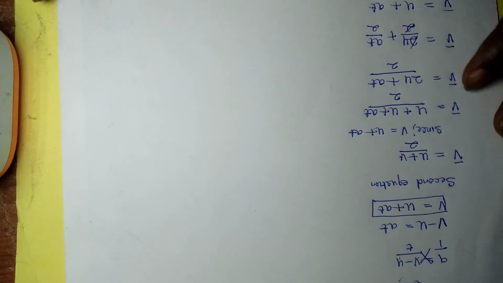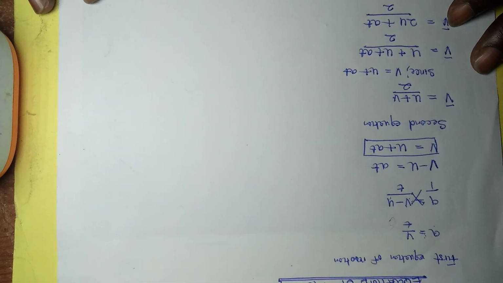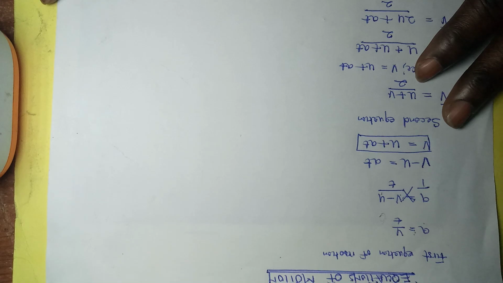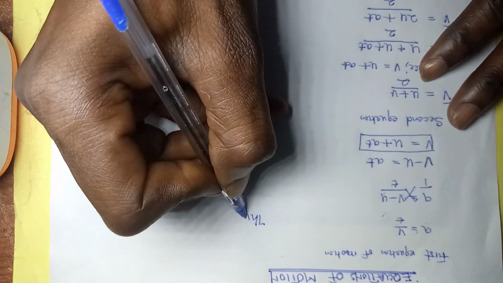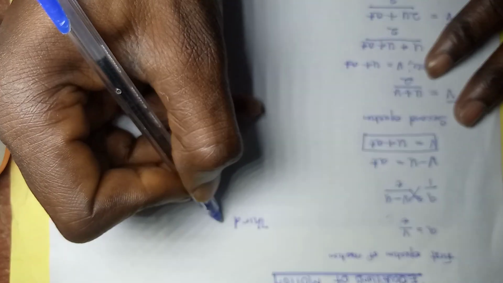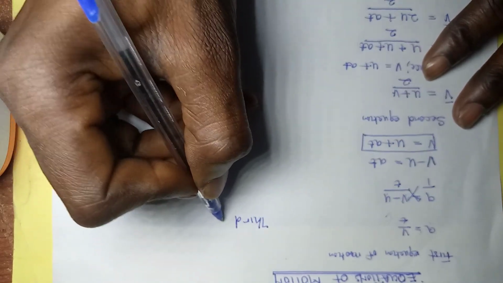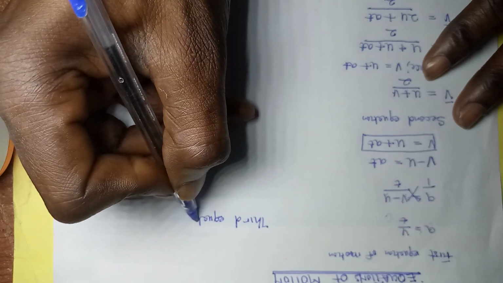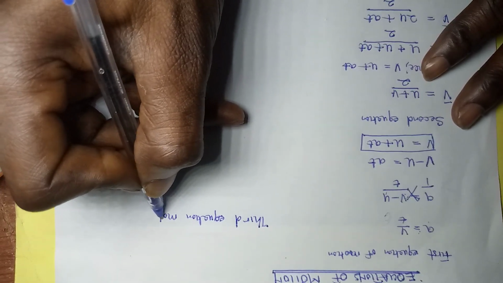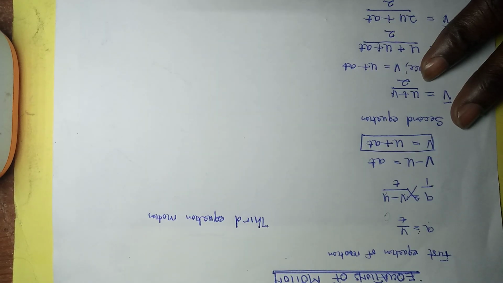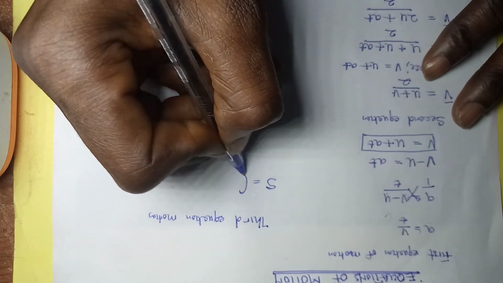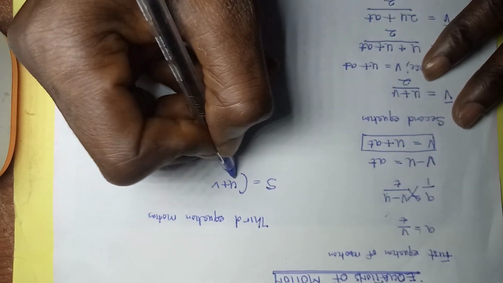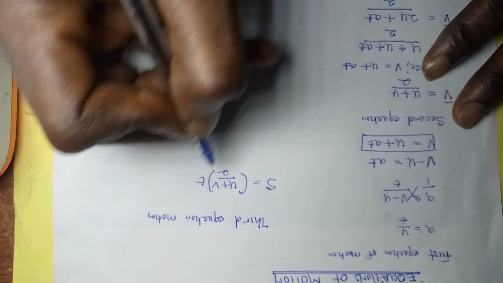So for the third equation of motion, let's write it here. For the third equation of motion, we can just go like this. Using the same distance with the average velocity, we can say s to be equal to u plus v divided by 2 into t.